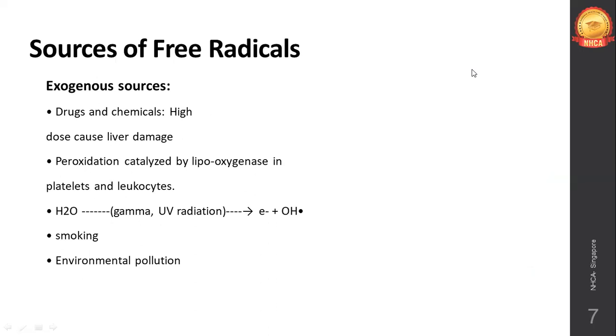Now coming to the exogenous sources of free radicals. How environmental factors or things outside your body can create free radicals within your body. Drugs and chemicals, in high dose.